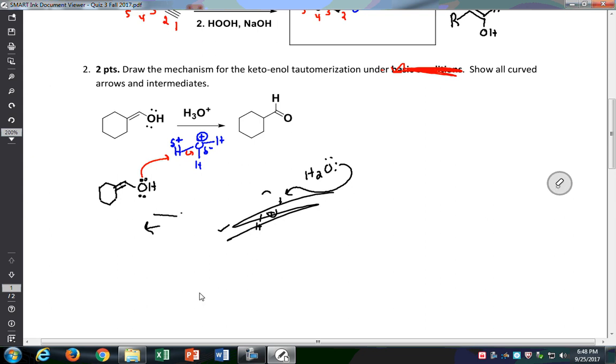And usually when we're drawing our mechanism, we're drawing our main mechanism. But that doesn't mean other things aren't maybe happening. It's always something to think about. So that's not going to lead to our product. But we have another source of electrons. Remember, our pi bond is a weak base, and H3O+ is a strong acid. So that's going to happen.